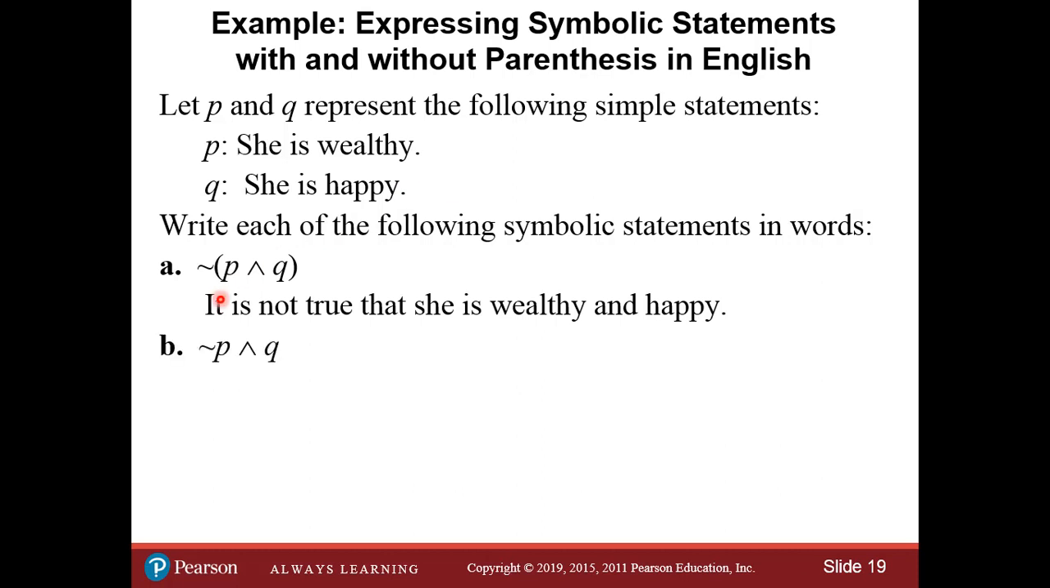What about this one? This says not P and Q. Now there's no parentheses. So it's not P and Q. Well, what is not P? She is not wealthy. So this is saying she is not wealthy and she is happy.